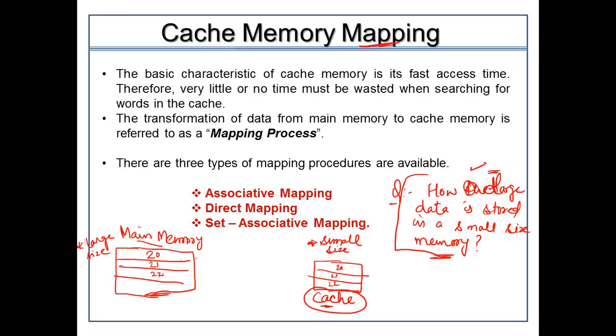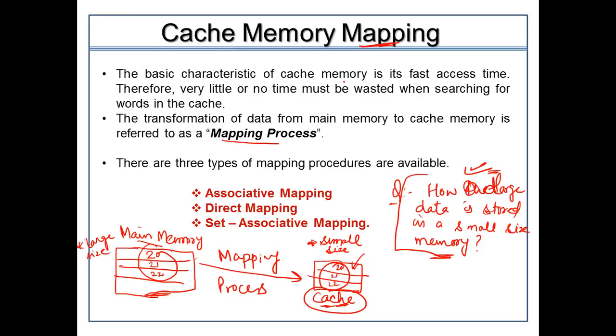So in order to make this happen, what do we need to do? We need to apply some mapping procedure or mapping process. We need to map this data in certain ways so that it can easily be accommodated into this small space. So this process is called the mapping process. Now let's start understanding what cache memory mapping is in more detail.